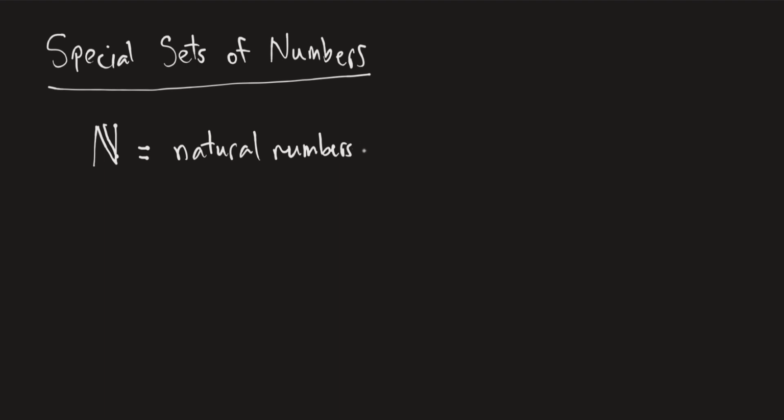right? And what are natural numbers? Well, as a set, it's basically positive integers. So it starts with 1, 2, 3, and so on, right?